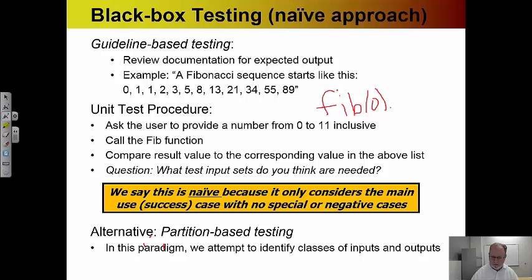So I'll call fib 0, right? And it should equal 0. Then fib 1 should equal 1, and so forth. So I'll map the result to one of the output results in the corresponding list.